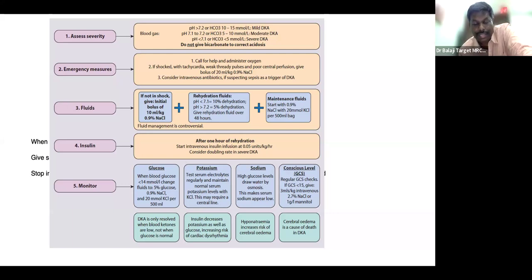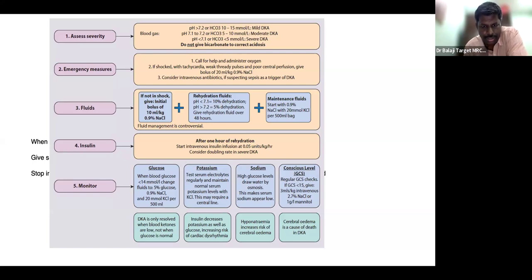Then what will be the dehydration correction? They might ask you. Less than 7.1 is 10% dehydration. More than 7.2 will be 5% dehydration. And this dehydration correction will be over 48 hours. Then this is the question which they asked you, the maintenance fluid. It's going to be normal saline plus potassium chloride, 20 millimoles of potassium chloride in every 500 ml bag. Make sure that the child has passed urine. Only after 1 hour of fluid correction do we go for the insulin infusion, which is 0.05 units per kg per hour.